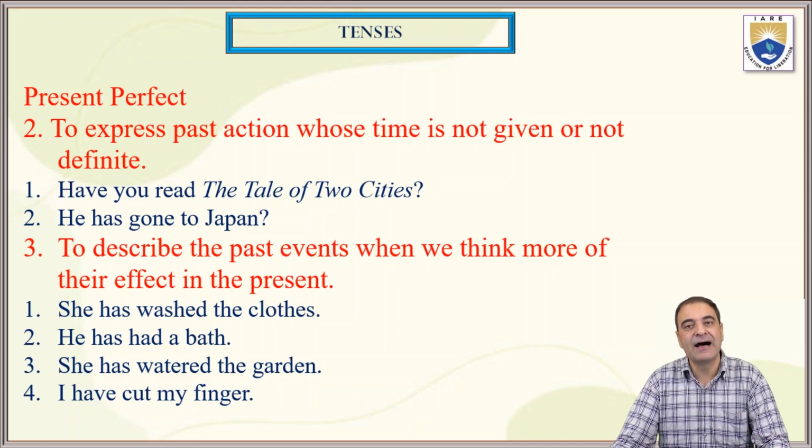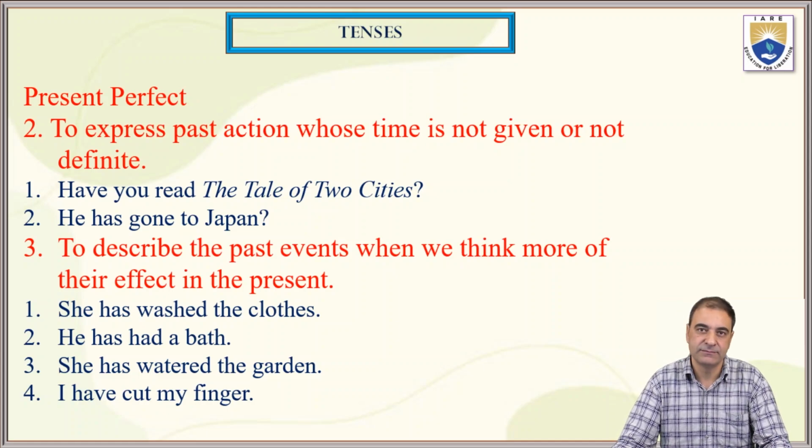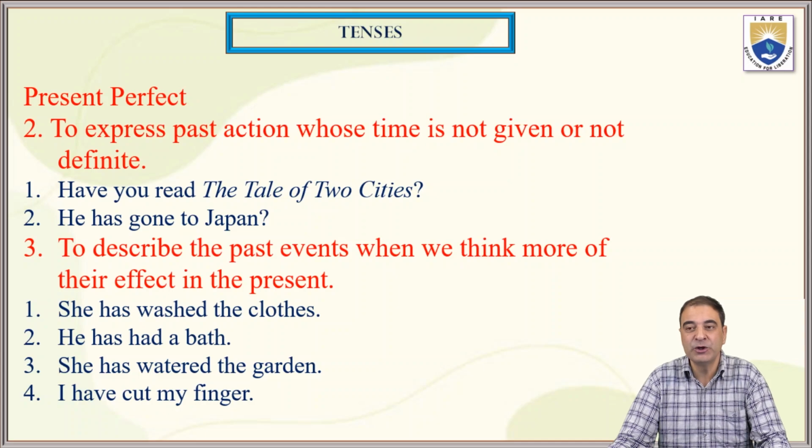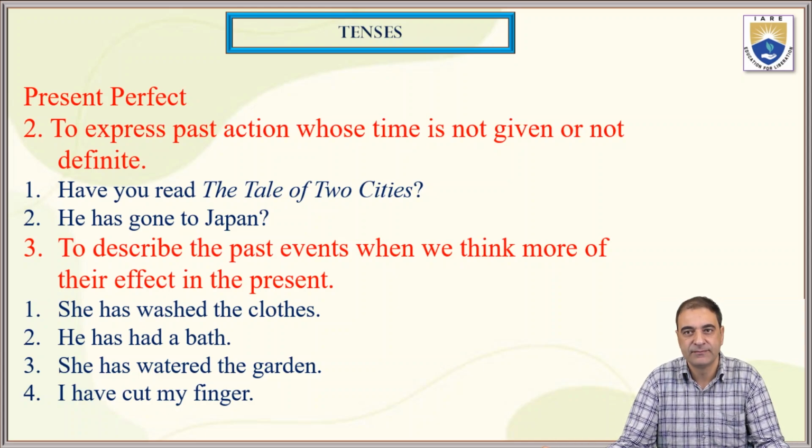But the condition is that time should not be given. There should be no mention of time. Then we can use present perfect tense to express distant past. For example, look at this first sentence. Have you read A Tale of Two Cities? I'm talking about the past. Here in this sentence, we don't have the mention of time. Therefore, I can use this present perfect tense to express distant past.